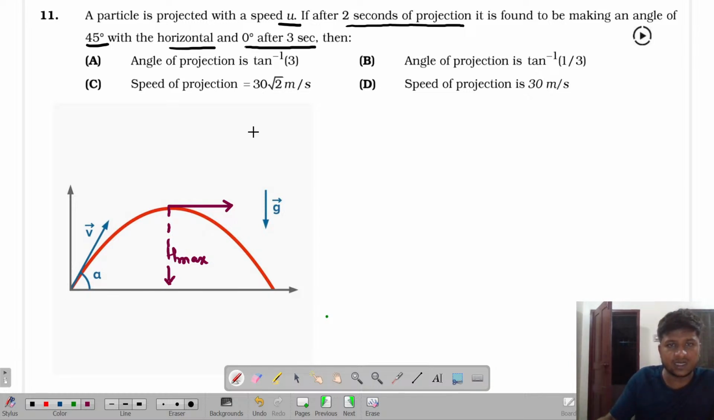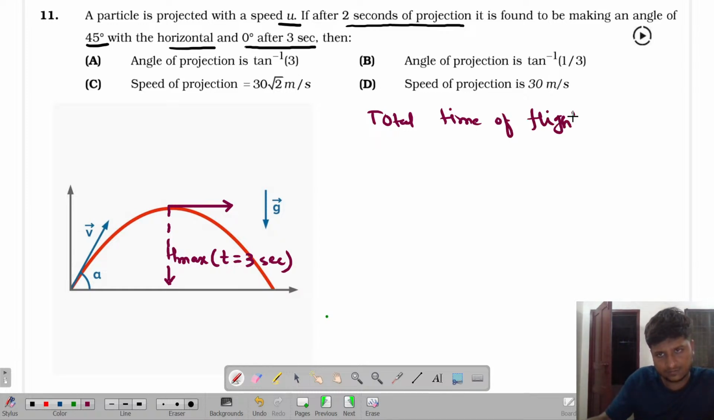So basically the time to H max is given, T is equal to 3 seconds. So what's the problem over here? You know the total time of flight then. The total time of flight in the given question is 6 seconds. Are you able to get me or not? Is this clear? And it is saying that after 2 seconds of projection, it is making 45 degrees. Means if this is 3 seconds, then at 2 seconds it might be over here, isn't it? So this velocity over here makes 45 degrees with the horizontal. Are you able to get me or not?